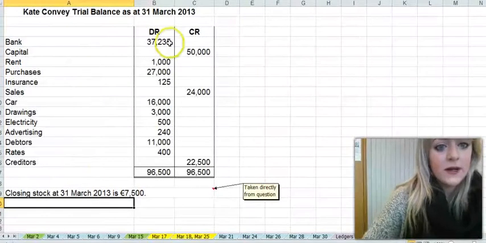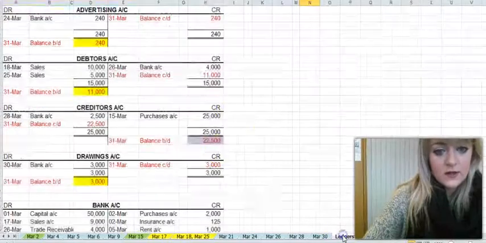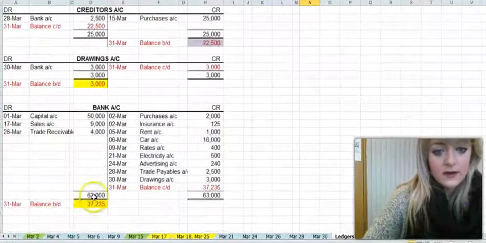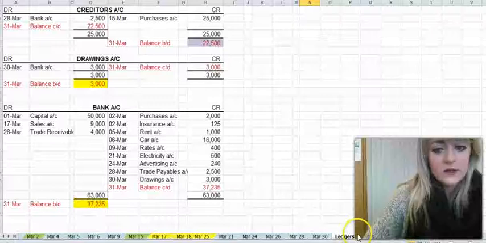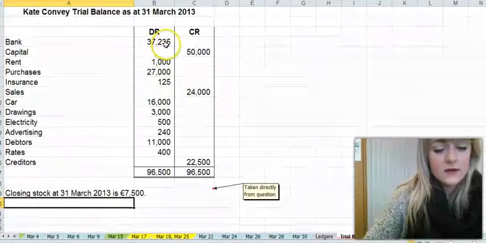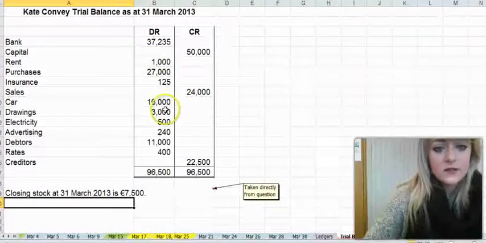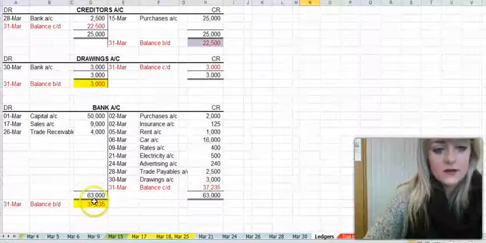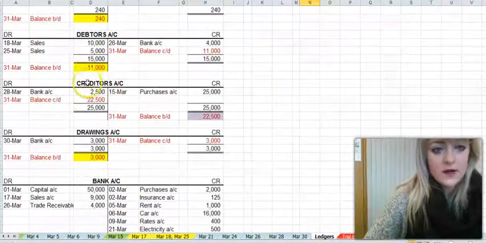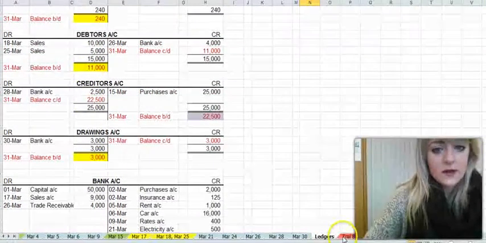So first of all, our bank was a debit of 37,235. So I'll just show you that there again. Our bank was a debit of 37,235. So on a trial balance, it's a debit. And so everything is just done. Anything in debit, so these are all the yellow items on the ledgers here. So that's closed off all the yellow items and all the purple items.